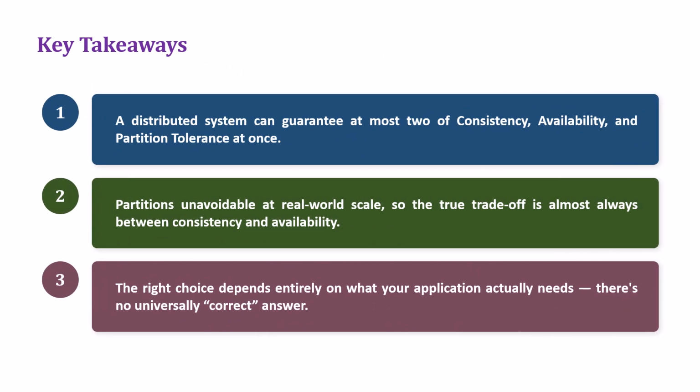To recap, the CAP theorem says a distributed system can guarantee at most two of consistency, availability, and partition tolerance at once. Since partitions are unavoidable at scale, the real trade-off is almost always between consistency and availability, and that choice should be driven by what your application actually needs.